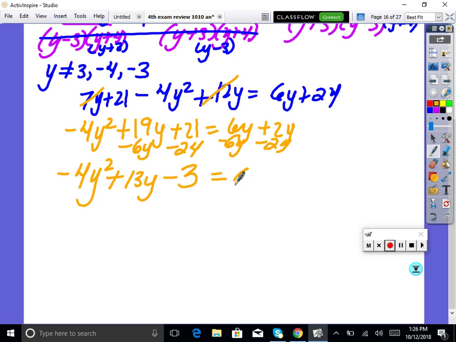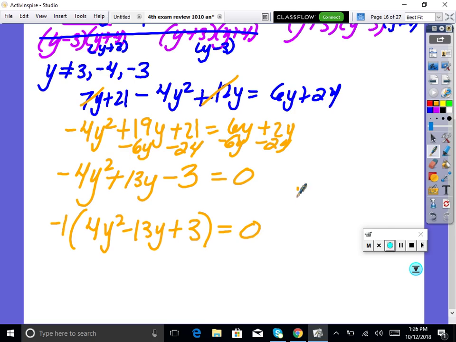And it looks like it's going to be minus 3, and equals 0. So then I'm going to actually pull out a negative 1 from the get-go. So 4y squared minus 13y, and then it'll be plus 3 equals 0. Because I'm solving, that negative 1 won't matter. It multiplies to be 12 and adds up to be negative 13: 1 and 12, negative, negative.